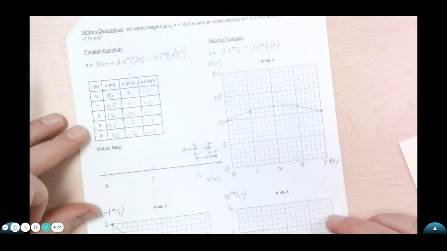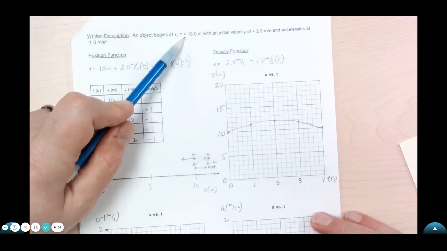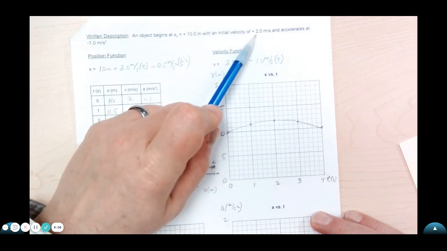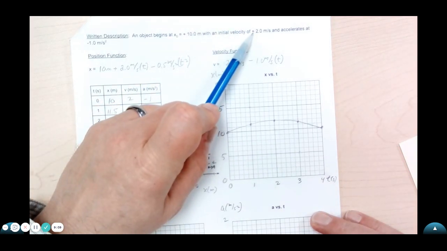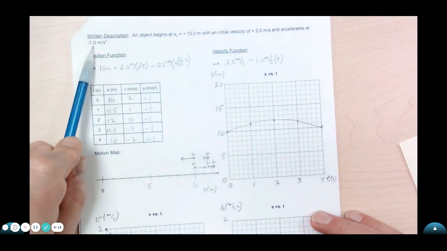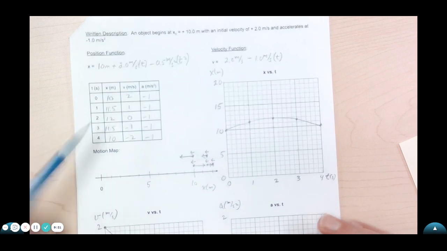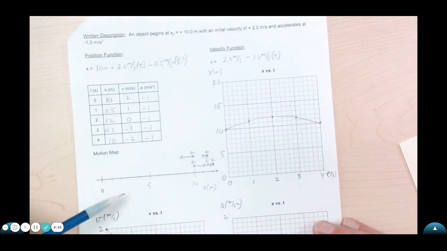The last couple here are a little bit more involved. Let's look at why. So this thing began at the 10 meter mark, initially moving at 2 meters per second positive to the right, but accelerates at negative 1 meter per second squared. So this is how the velocity is changing. It's changing by negative 1 meters per second every second. So what effect is that going to have on the motion here?